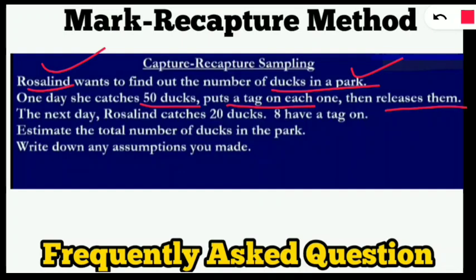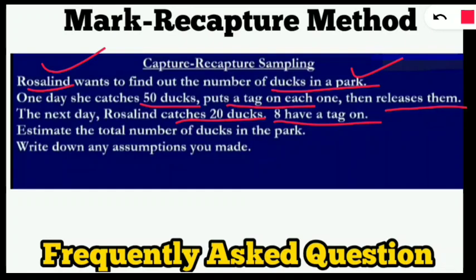So what happens? Rosalind comes the next day and catches 20 ducks. From those 20 ducks, 8 have a tag on them. That means those 8 were present the previous day when Rosalind was putting tags on them. These are the ducks which had a tag on them when Rosalind tagged them on the first day. But other than that, the 12 ducks do not have tags. That means they are the newly caught ducks.